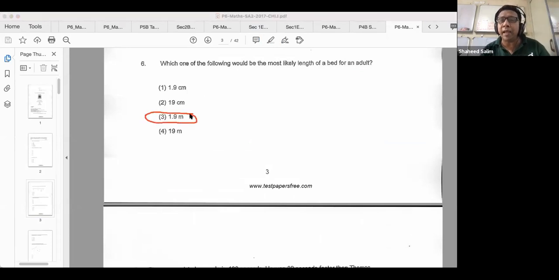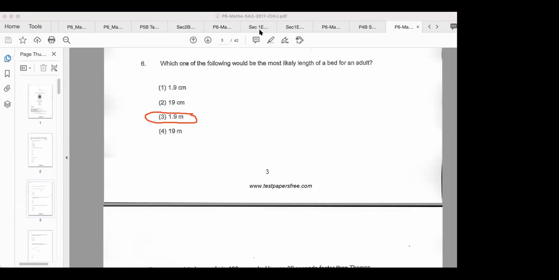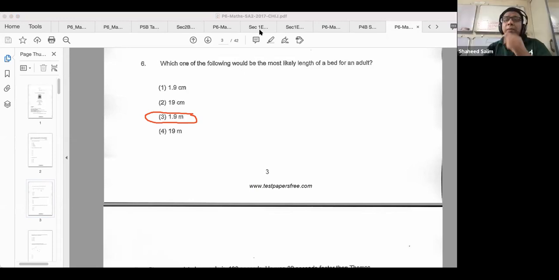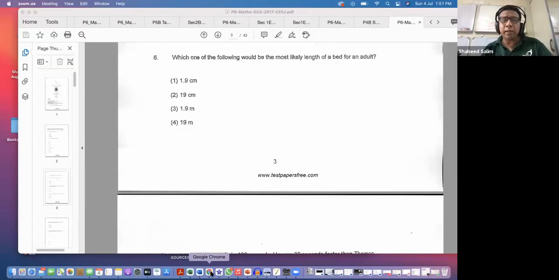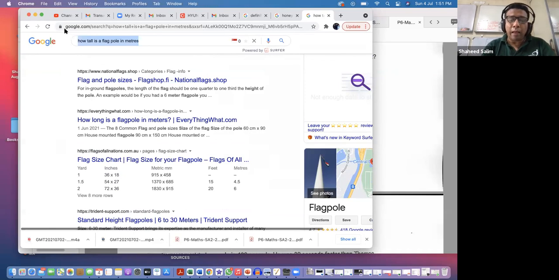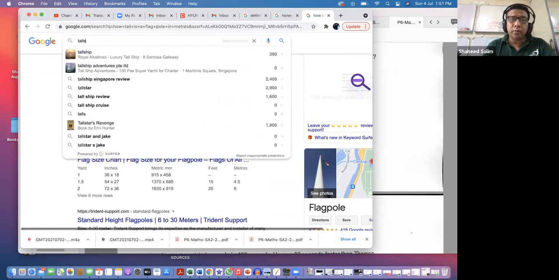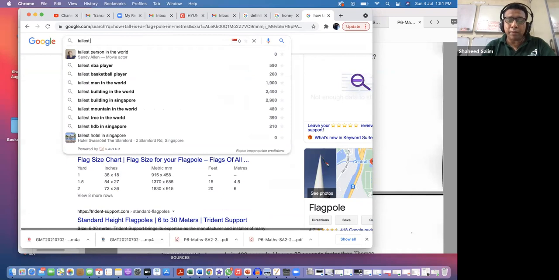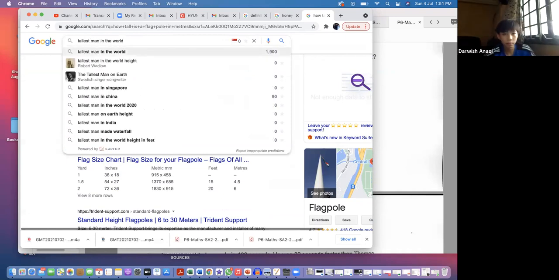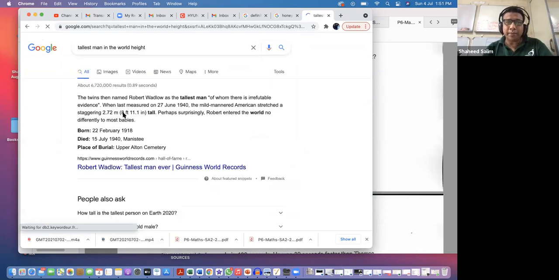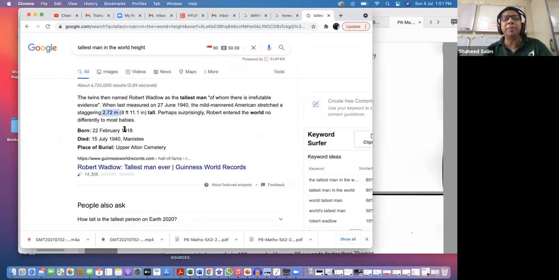Then what about those NBA players? They have to buy bigger ones. They might buy 2.4, 2.5. Basketball player. Okay, I'm just going to Google again so that you are very clear. What are we going to write? Tallest man. 2.7 meters? How do you know? Let us see. Yeah, 2.72 meters.